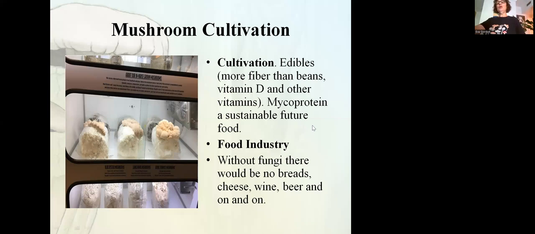We all know the food industry depends on fungi. Without fungi, there would be no breads, cheese, wine, beer, and on and on and on.